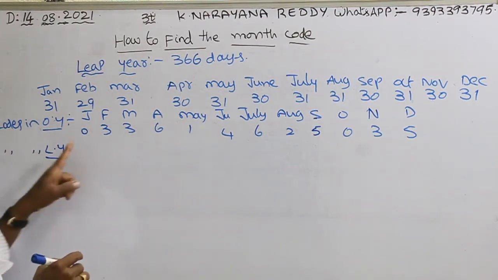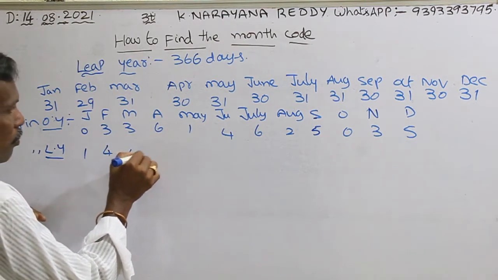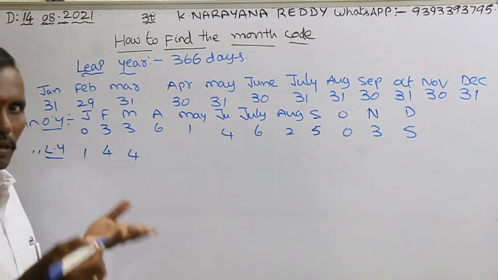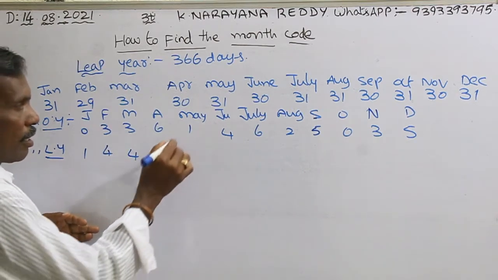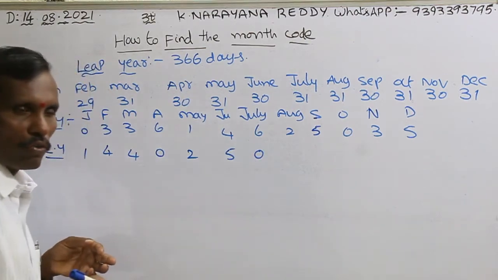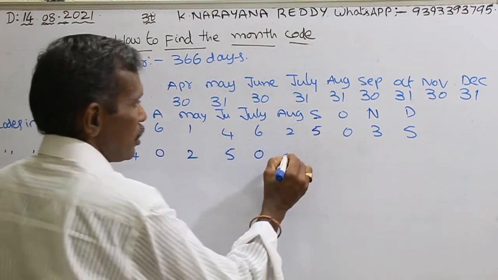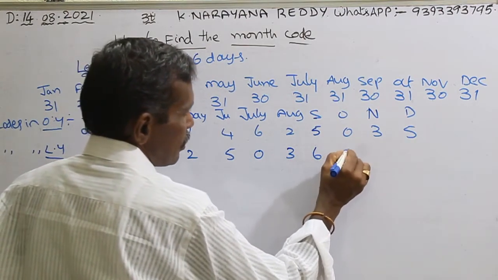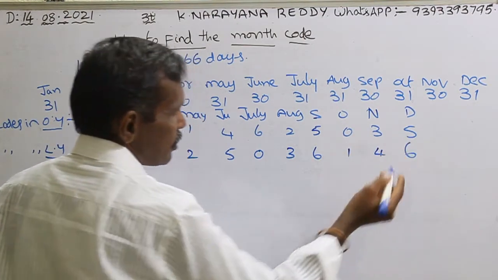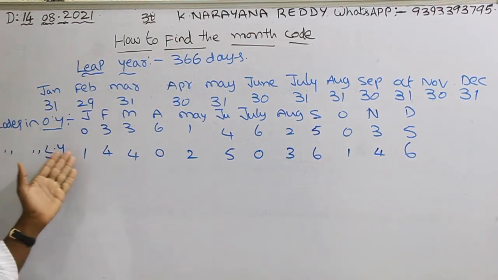Simple logic. 0 plus 1, 1. 3 plus 1, 4. 4 plus 1, 5. 7 means what? 7 by 7 again, 0. 1 plus 1, 2. 5 plus 1, 6. 7 means 0. Why? Because 7 by 7, no odd days. Remainder is 0. 3, 6, 1, 4, 6. That's all. These are the codes in leap year.